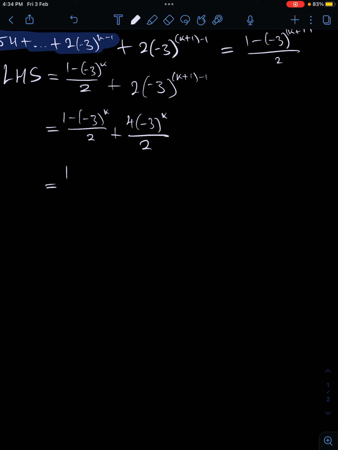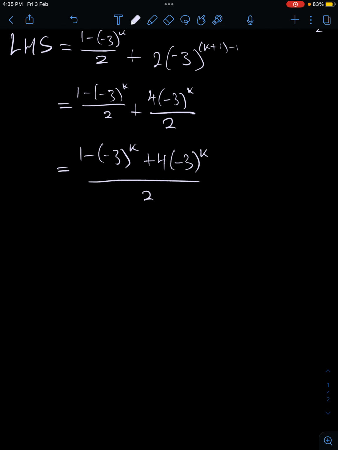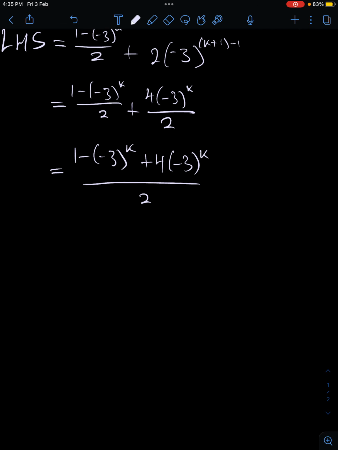And now just for readability, we can also plus 4 negative 3 to the k over 2. We can just combine them into one big fraction. So what does this actually mean? Well, the easiest way of looking at this, in my opinion, is just thinking we need to try get it to look like this up here.